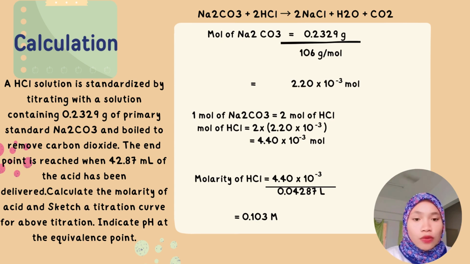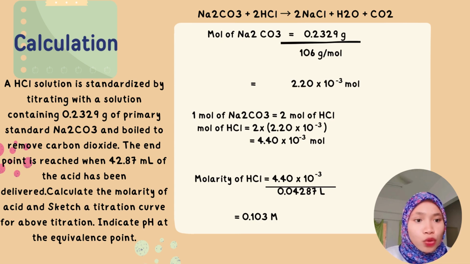Firstly, find the moles of Na2CO3. So 0.2329 gram divided by 106 g per mole, which is the molar mass of Na2CO3, and we get 2.20 times 10 to the power of -3 mole. Next, find the moles of HCl. 1 mole of Na2CO3 equals 2 moles of HCl. So 2 times 2.20 times 10 to the power of -3, we get 4.40 times 10 to the power of -3 mole.